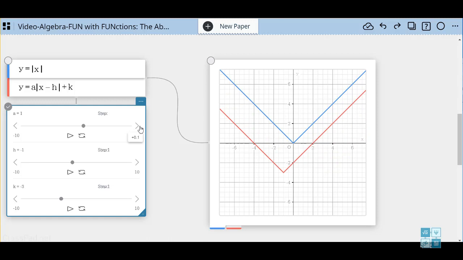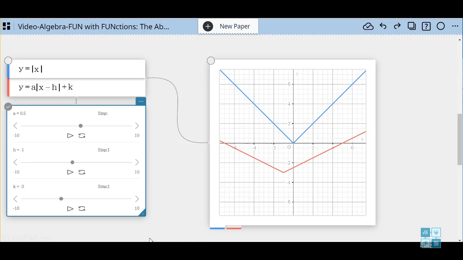And the value of a is going to make the graph wider, narrower, or, in the case if I make it a decimal, 0.5, wider than the parent function.